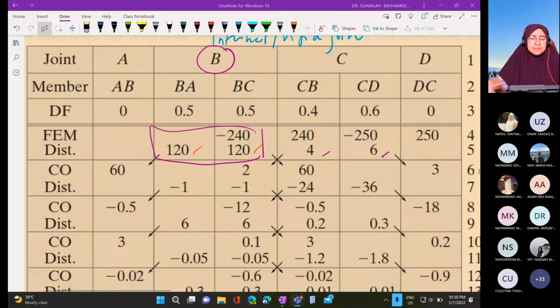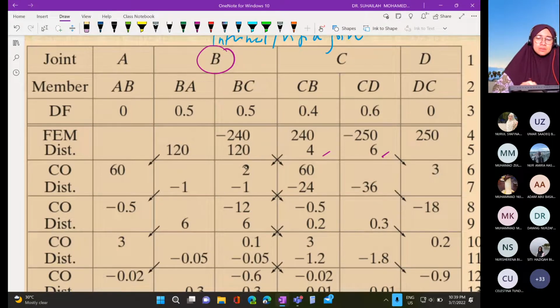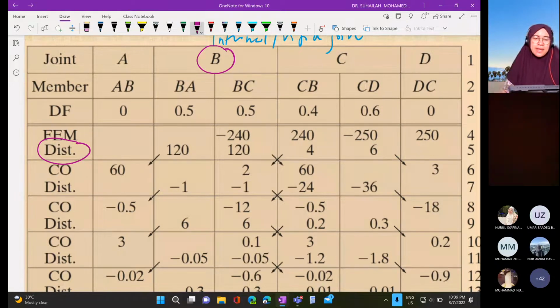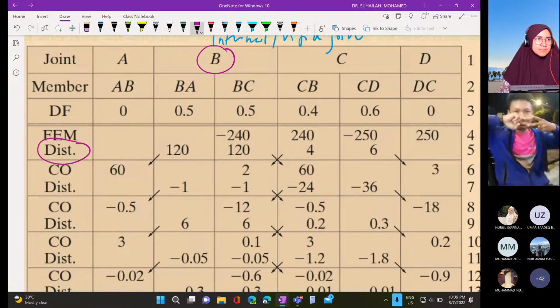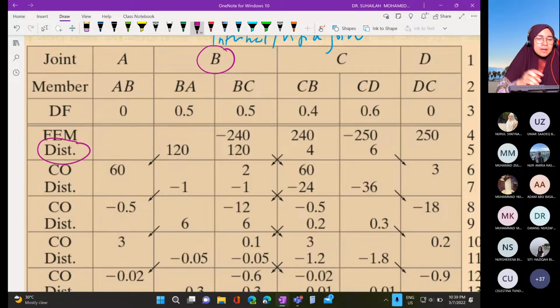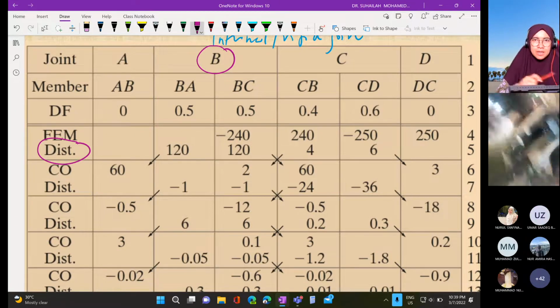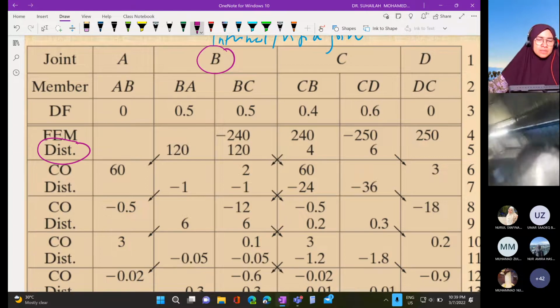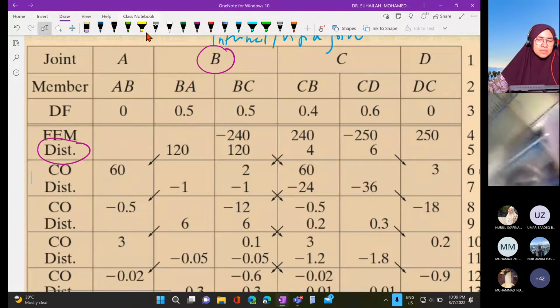Okay, next step is, try to understand yang distribution ni dulu. Distribution. Lepas tu kita move to the next step. Next step is carry over. Carry over.